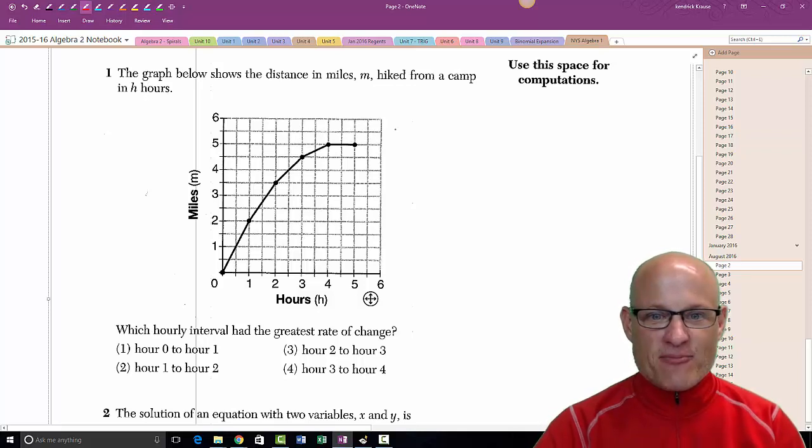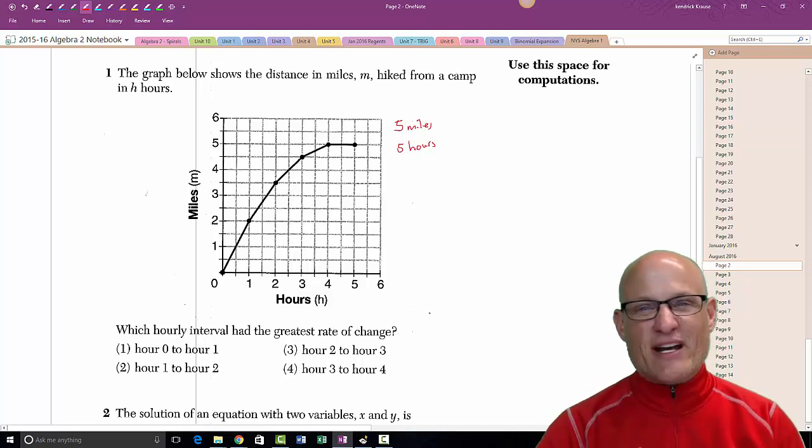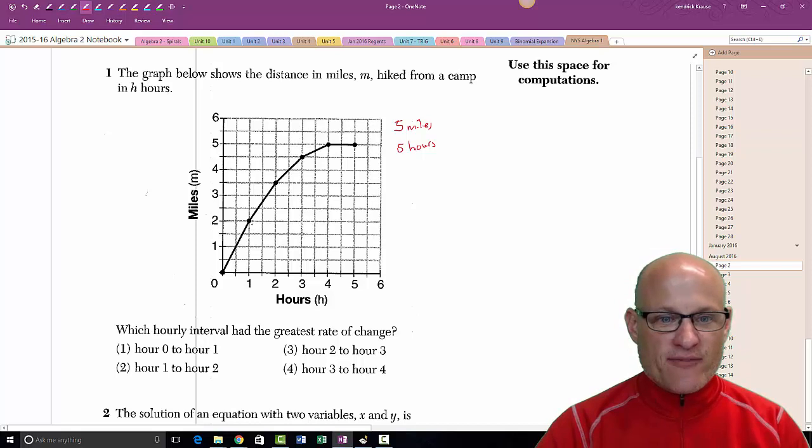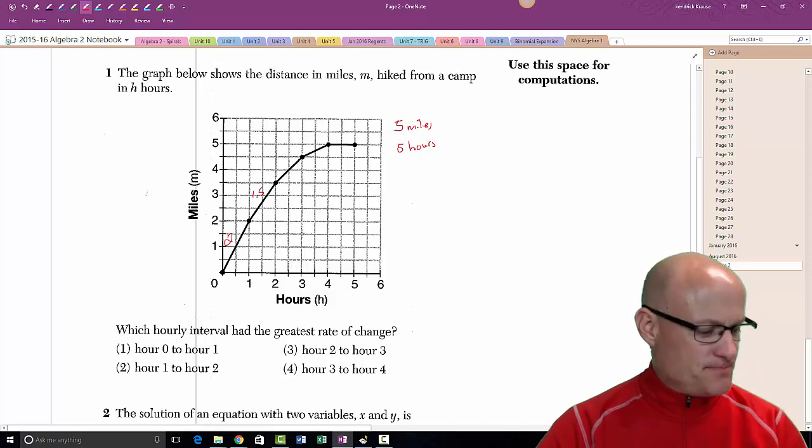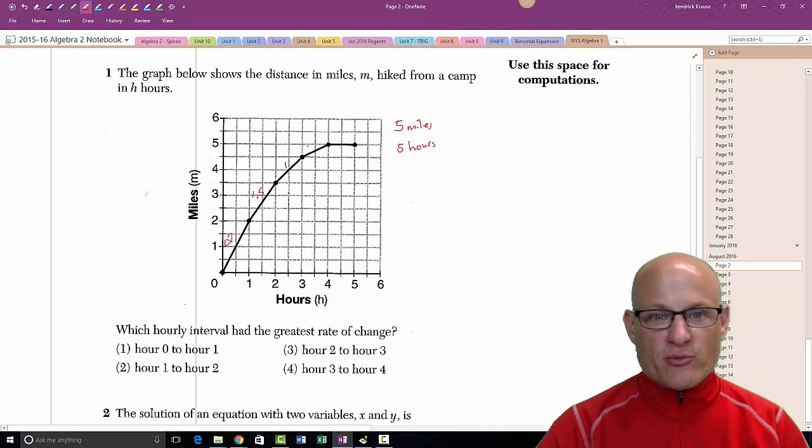So we've hiked 5 miles in 5 hours. So the question says, which hourly interval had the greatest rate of change? So what you're really looking for is the greatest slope. So this one, if I just go from the 1 hour, this is a slope of 2. It went up 2 and over 1. This one went up, what is that? Up 1.5 over 1, so this has a 1.5. And this one has a 1, and this one has a half. So the answer is from hour 0 to hour 1.